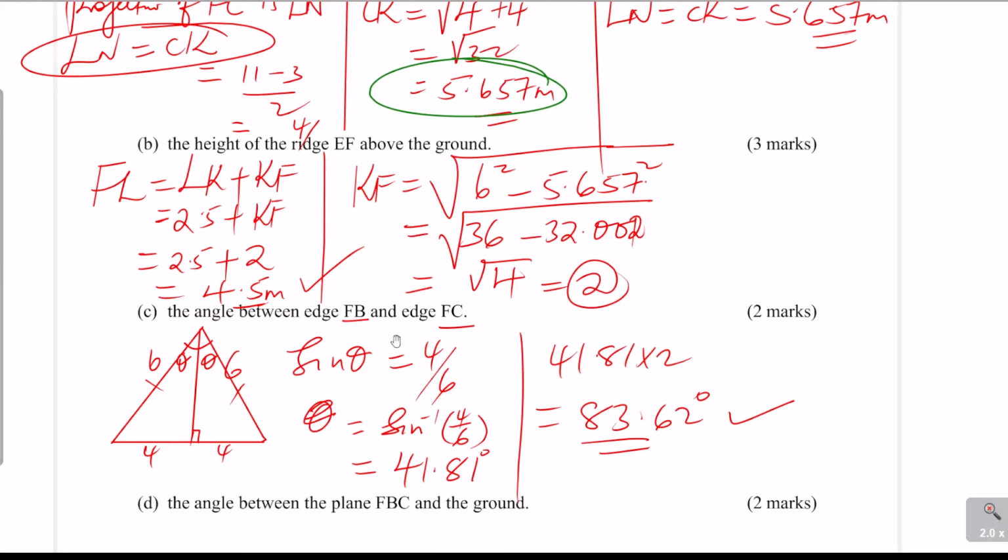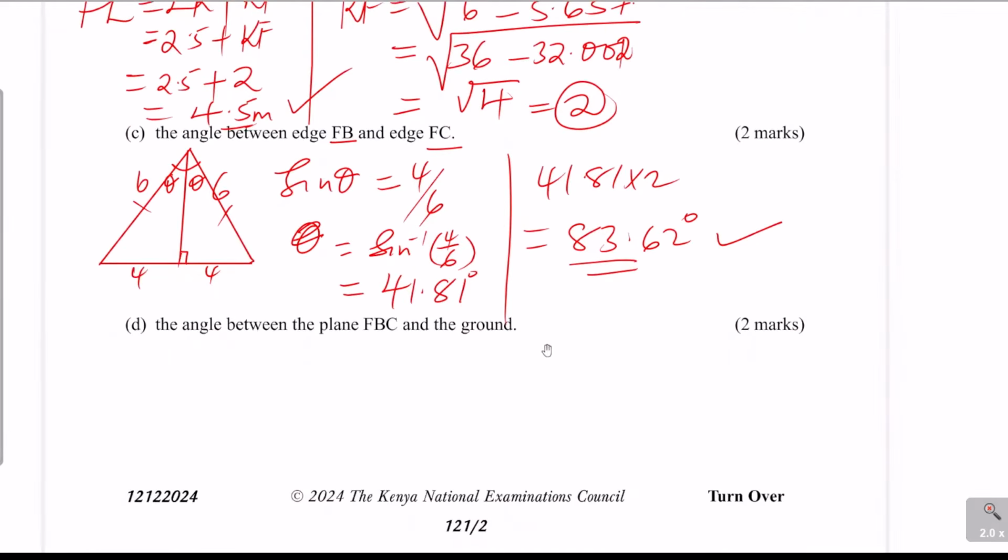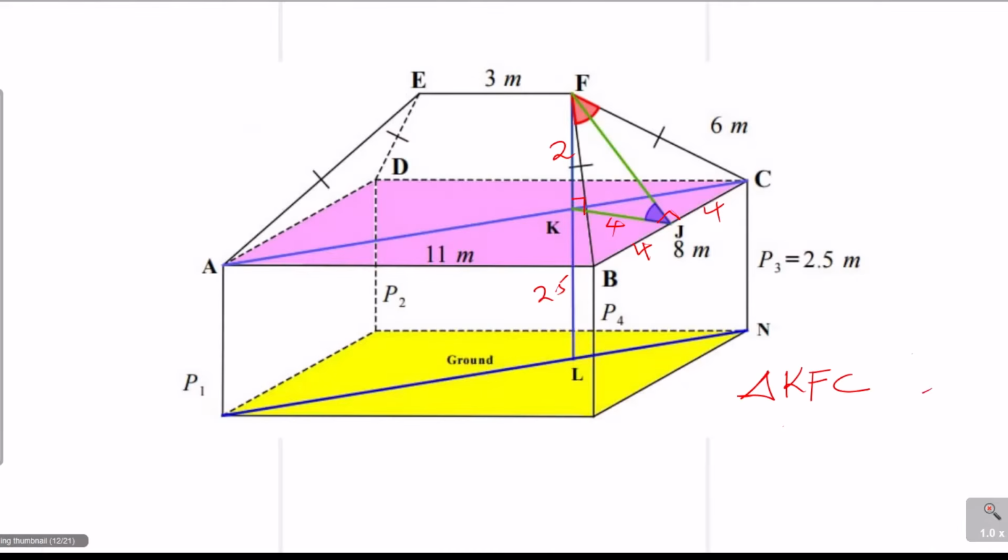We go to the next part. The next part is the angle between the plane FBC and the ground. So the ground is there in yellow. FBC is here. You can see FBC is at the top, and the ground is there at the bottom. So what you do, you translate.